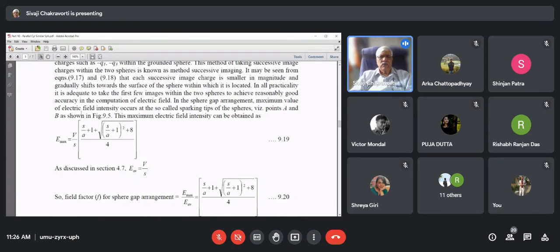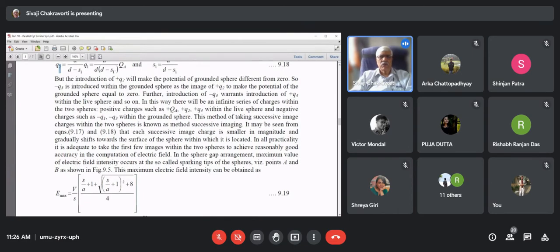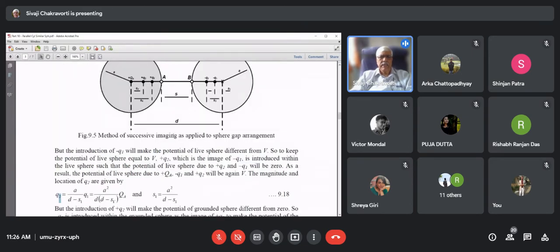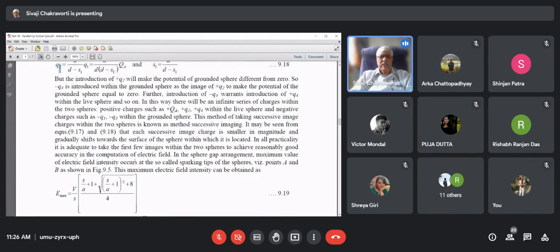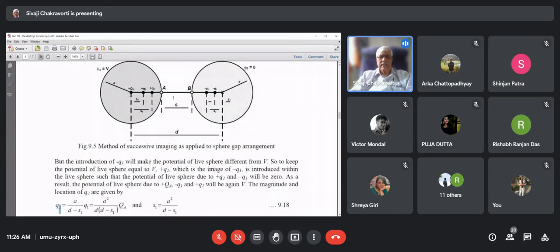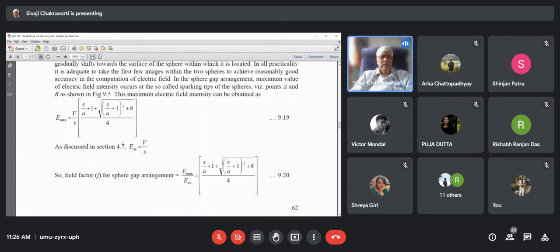So this is what is done, and this is the expression of Emax. Emax occurs at, of course, the points A and B. This can be computed. I have given you the expression. This derivation you don't require, so don't go into that. And what is the average value of field intensity? We said it is the potential difference, that is V, divided by the minimum distance, that is S. So here you can see at the bottom, average value is V by S. The maximum value is 9.19.